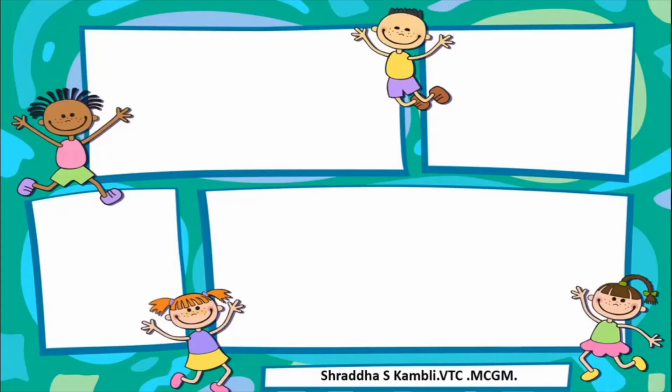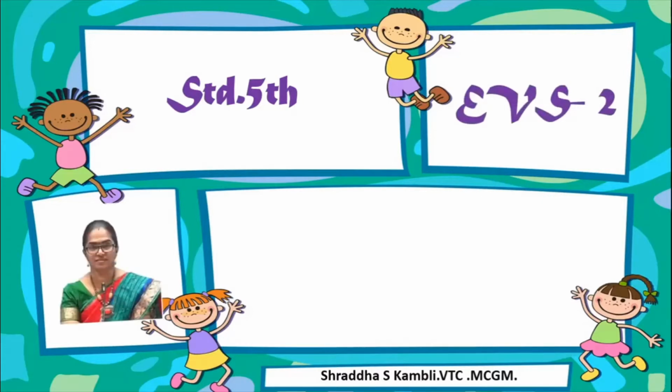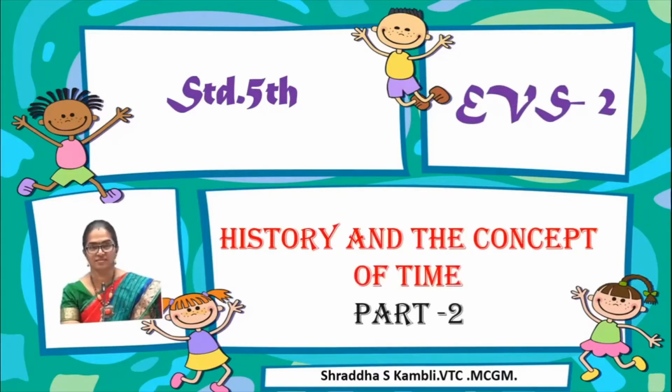If you remember what we were doing last time in EVS, we were doing standard 5th EVS, the lesson history and the concept of time. This is lesson number 2 from your textbook, isn't it? Now we did part 1 of the lesson last time. We talked about day, we talked about night, we talked about rotation, etc. Now in this particular part of the lesson, we will be doing part 2.